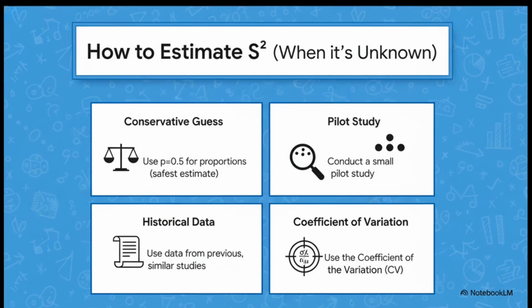First, there's the play it safe method, which is exactly what we just did by assuming the proportion was 0.5. It guarantees your sample is big enough. Second, you could run a small pilot study, maybe sample just 30 or 40 recipes to get a rough first guess at the variance. Third, you can often borrow from the past. Look at data from older, similar studies to get a reasonable starting point. And finally, there are more advanced methods, like using the coefficient of variation, which lets you define your error margin in a slightly different way.